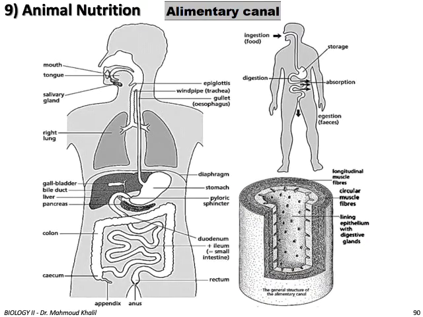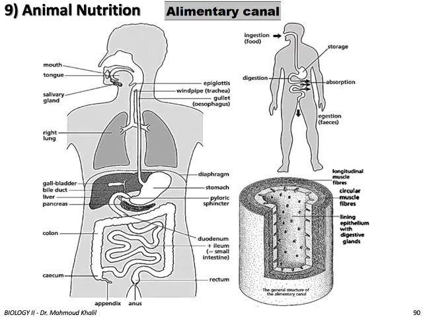For animal nutrition, we need to know the alimentary canal. The alimentary canal is composed of different regions, as you can see from the figure, and we will discuss these regions and their functions in detail. You can see the major regions in the top right figure: storage occurs in the stomach, digestion and absorption occur in the intestine, while egestion is from the anus and ingestion is through the mouth.